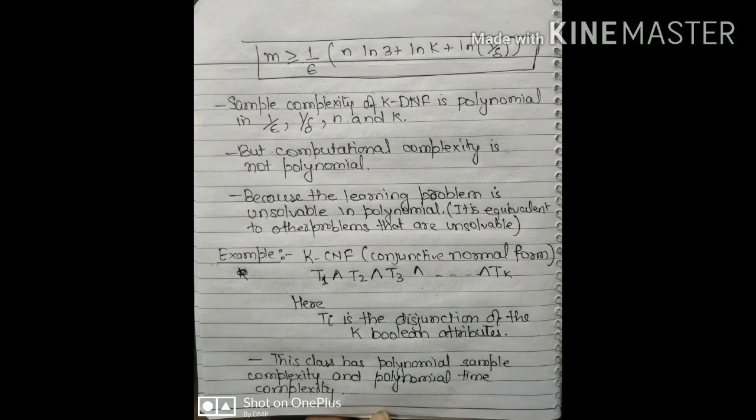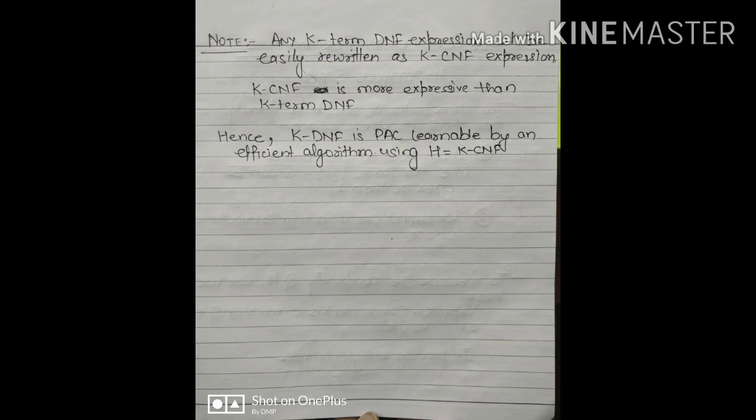So we take k-CNF, which is conjunctive normal form. Basically it can be represented by T1 conjunction T2 up to Tk. Here Ti, a single term, is represented by the disjunction of k Boolean attributes. This class has polynomial sample complexity and polynomial time complexity also. Any k-term DNF expression can be easily rewritten as a k-CNF expression. k-CNF is more expressive than k-term DNF. Hence k-DNF is PAC learnable by an efficient algorithm using H equal to k-CNF.